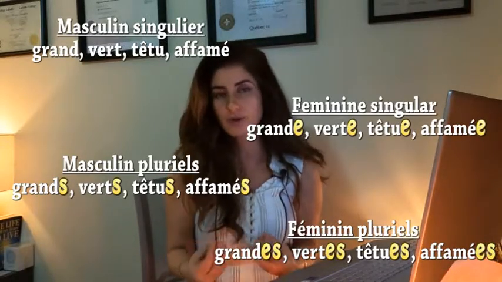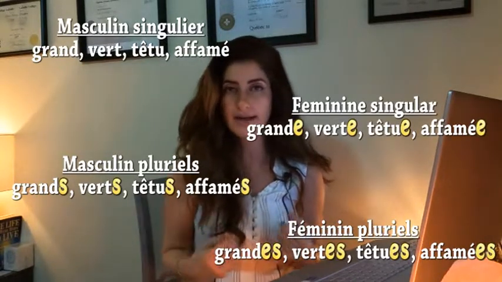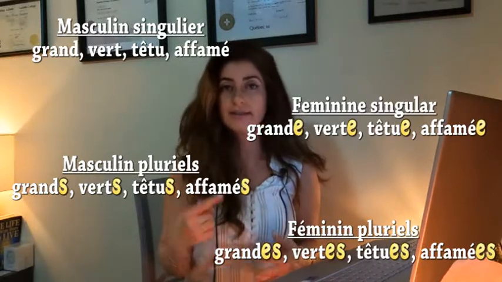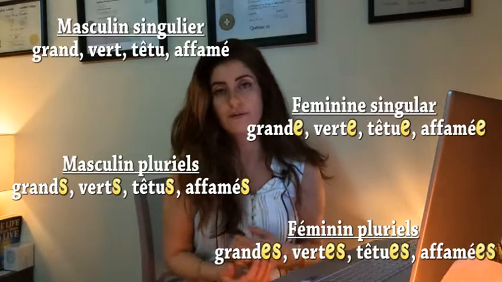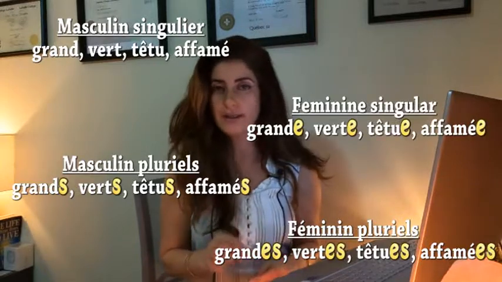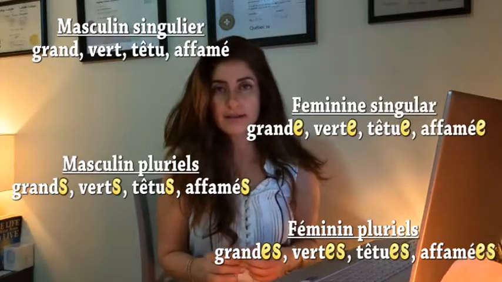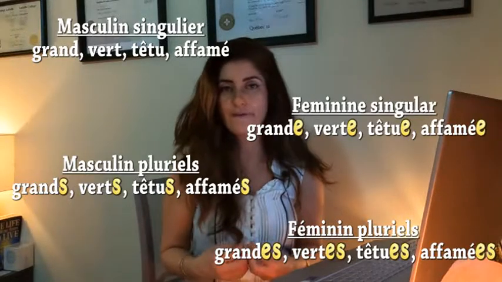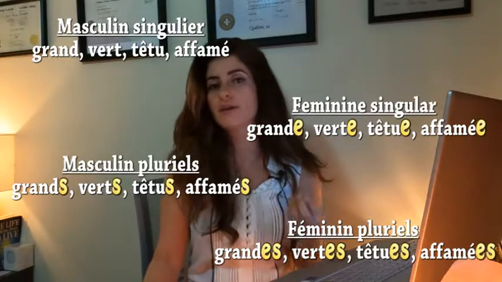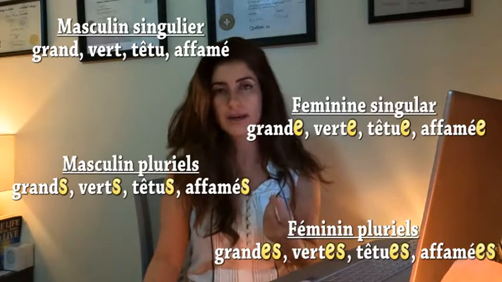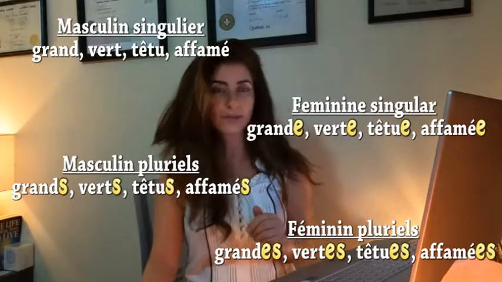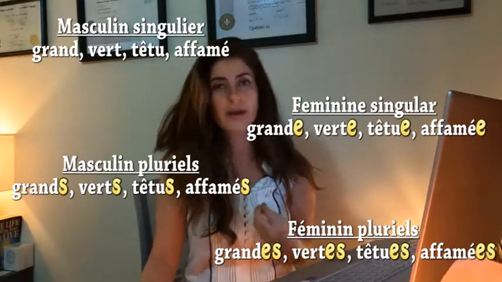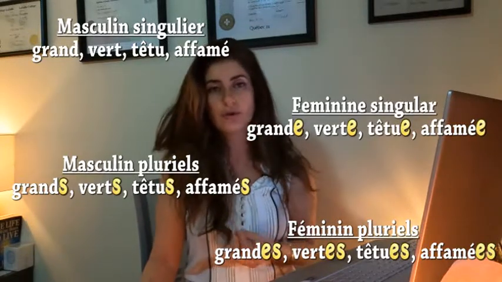When it comes to plural, masculine plural, you write it the exact same way as the masculine, but you add an S. So grand, add an S. Vert, add an S. Têtu, you add an S. And affamé, you add an S. And in the feminine plural form, grandes, vertes, têtues, affamées, you add an ES. So this is typically how you conjugate adjectives. And again, when it comes to rules, there's always exceptions. So you might have a few exceptions that don't fit in there. But for the most part, that's how you conjugate an adjective to its subject.